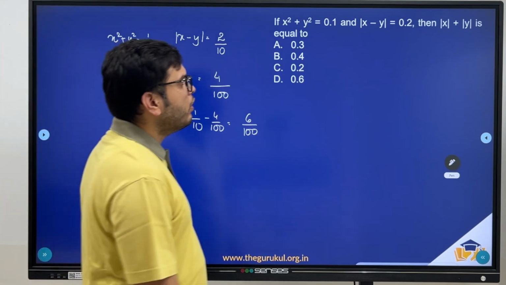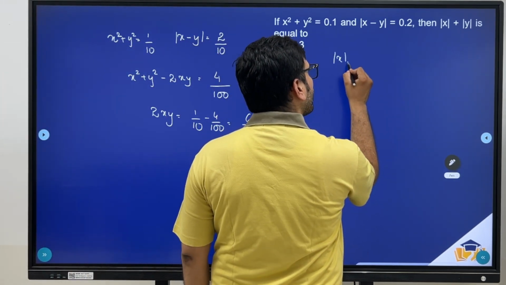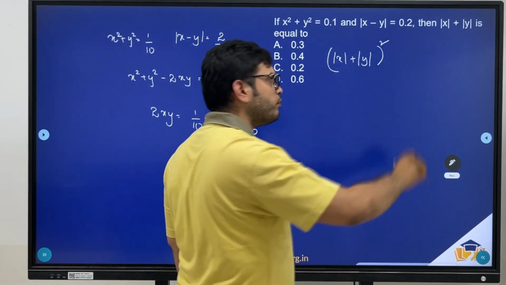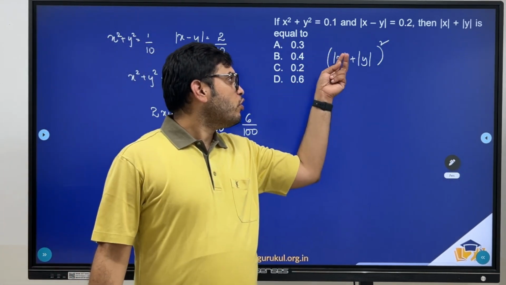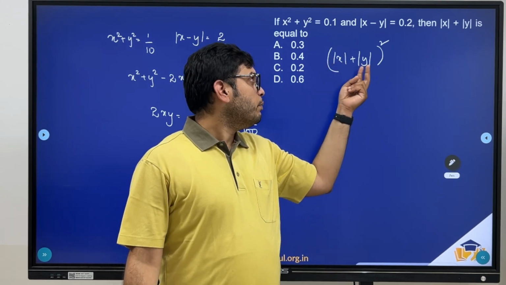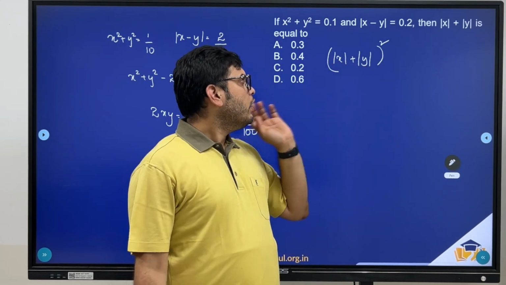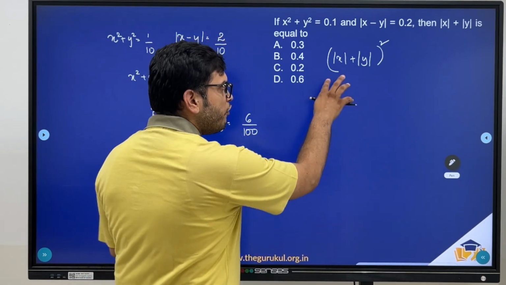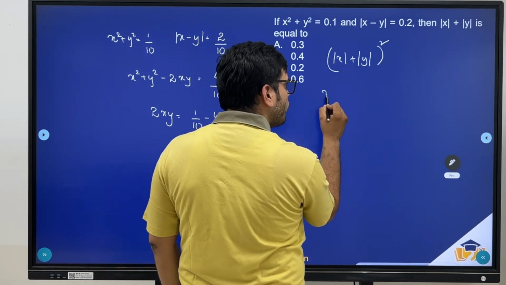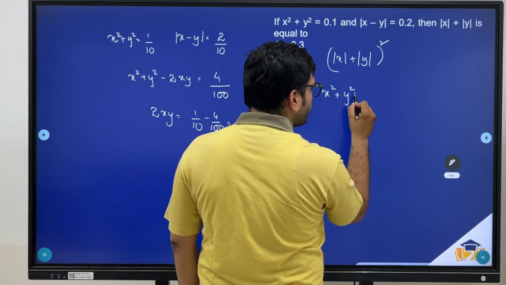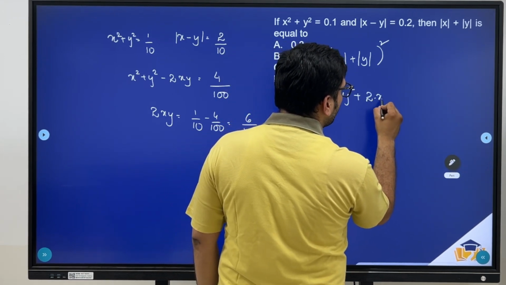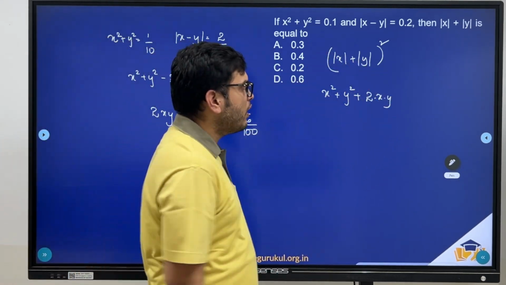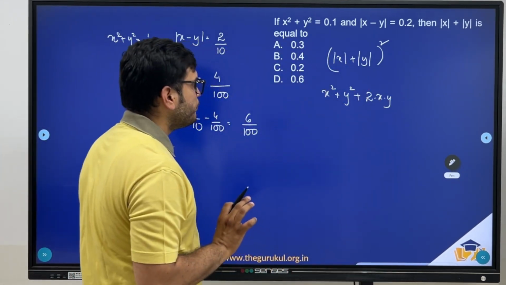Now we need the value of mod x plus mod y. Right, now let me square this. And this has to be positive because mod x is a positive number and mod y is also a positive number. Now mod x plus mod y, that should be a positive number only. So if I square this, mod x whole square, that would be x square positive plus y square plus 2 into mod x into mod y. This should also be positive because 2 into mod x into mod y. Right. So we need the value of this.